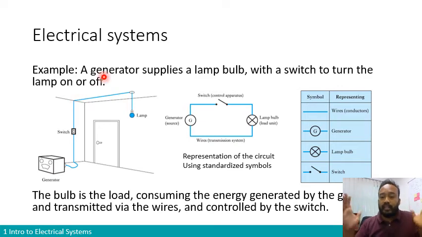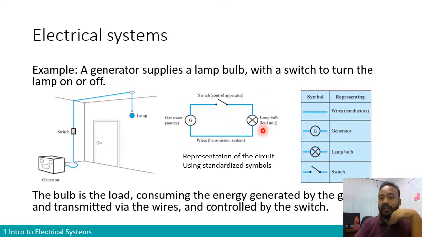So we would say in a phrase that a generator supplies a lamp bulb. The lamp bulb is the load, with a switch to turn the lamp on or off, right? So in a schematic diagram, we could draw something like this, where we have the source, which is the generator on the left that supplies voltage, we will say, and current, of course.